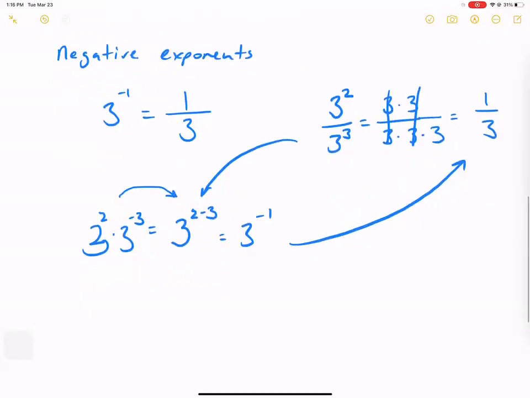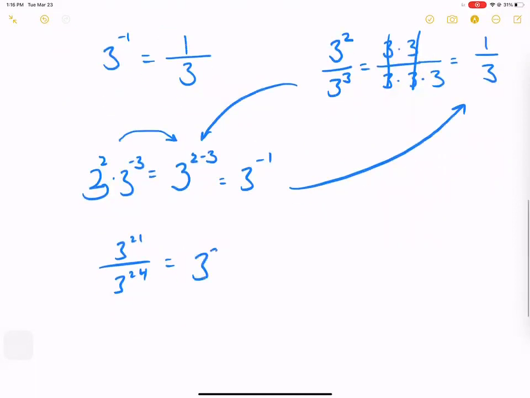Now, if I give you a bigger number, if I say 3 to the 21 divided by 3 to the 24, well, how many 3's do we have left over? Well, if I rewrite it as 3 to the 21 times 3 to the negative 24, because negative means you're from the bottom, on the wrong side, this is 3 to the 21 minus 24, which is 3 to the negative 3, which is 1 over 3 cubed.